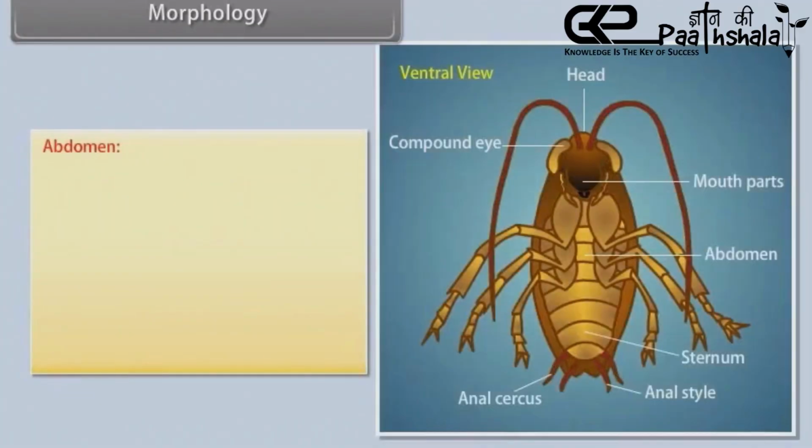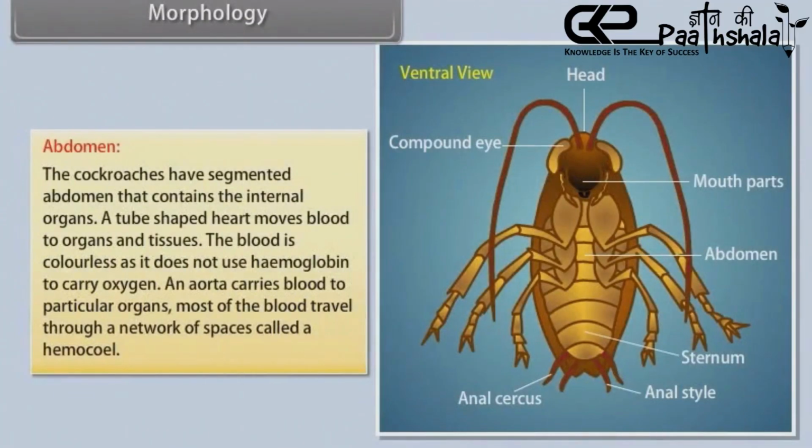Morphology. Abdomen. Cockroaches have a segmented abdomen that contains the internal organs. A tube-shaped heart moves blood to organs and tissues. The blood is colorless as it does not use hemoglobin to carry oxygen. An aorta carries blood to particular organs. Most of the blood travels through a network of spaces called the hemocoel.